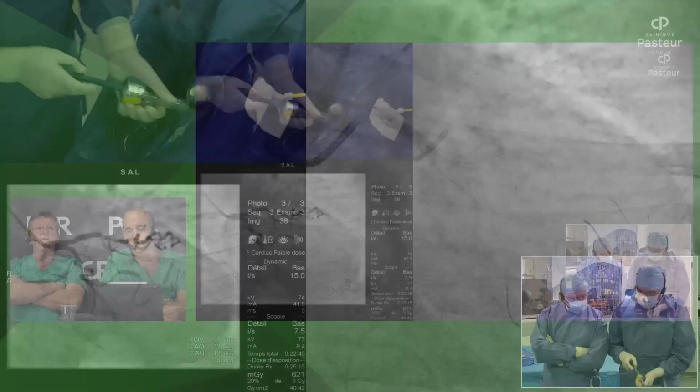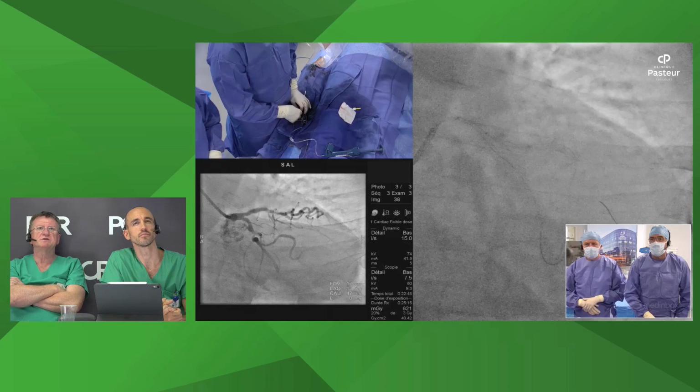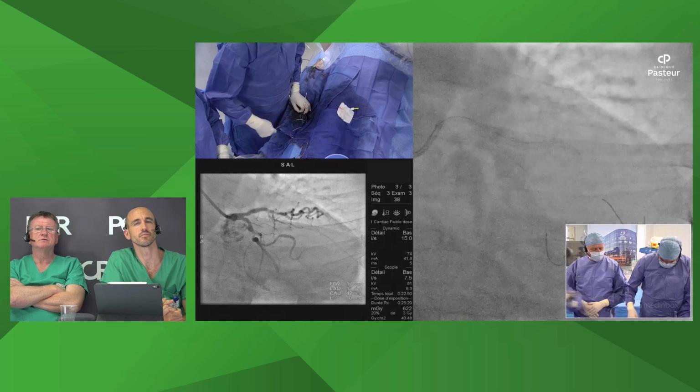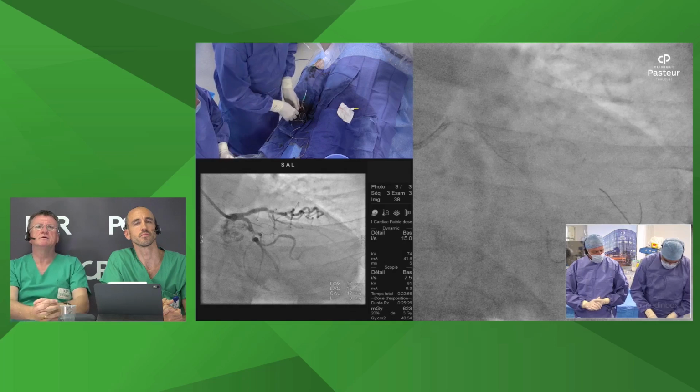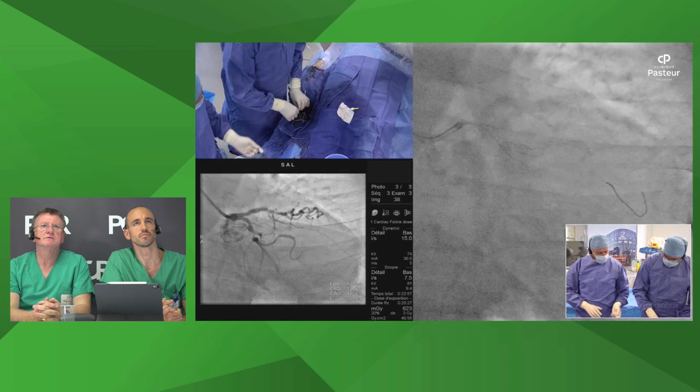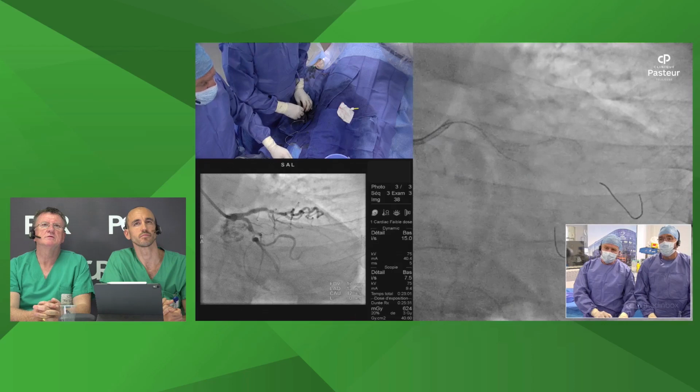We have done a contrast injection with the balloon in the stent, and we see that there was still passage of dye inside the LAD. So normally this is an indication that the stent is just in front of the ostium, but not covering it fully. That's the ostium of the LAD.